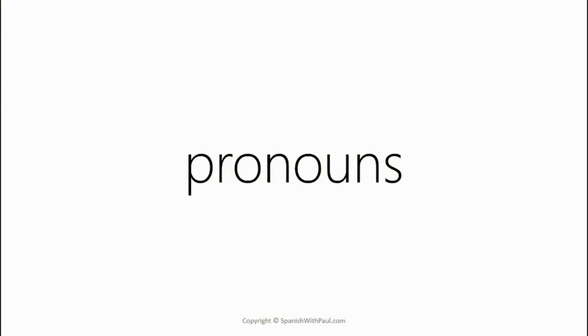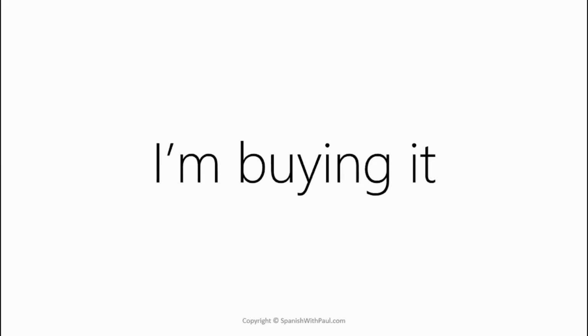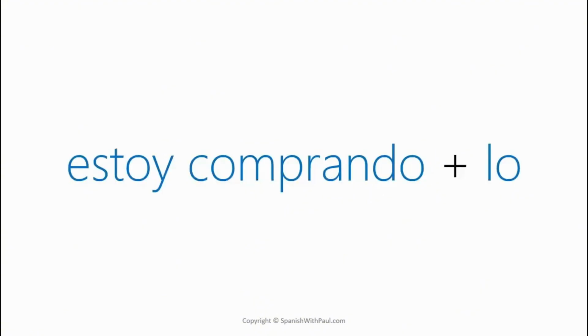Next up, I'd like to talk about pronouns and specifically where we are going to place them in this structure. Let's take the pronoun for it, which is lo. Now you have two choices for where you can place lo. If we take the example phrase of I'm buying it, your first option would be to simply tag on the lo to the end. So you would have estoy comprando for I am buying, and then you would tag on lo to the end of it.